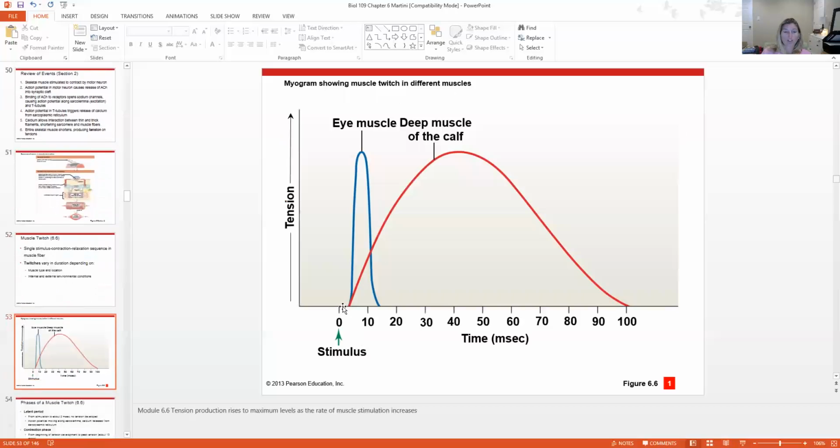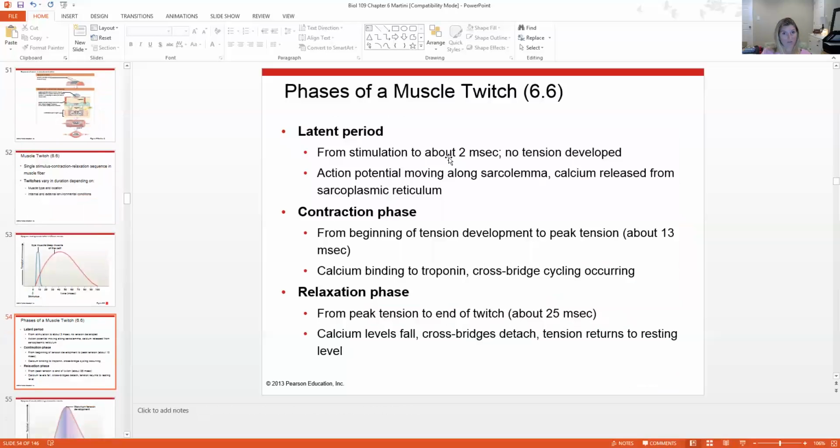If you get a twitch in your calf muscle, sometimes this happens, it can last for a much longer period of time. This is in milliseconds. So it can last up to 1 second, and it generates the same amount of tension as an eye twitch. It just does it for a longer period of time. So it might feel a little bit more uncomfortable.